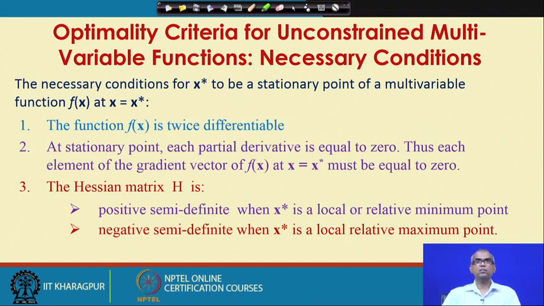Third condition, that the Hessian matrix is positive semi definite when x star is the local minimum, and Hessian matrix H is negative semi definite when x star is a local maximum point.